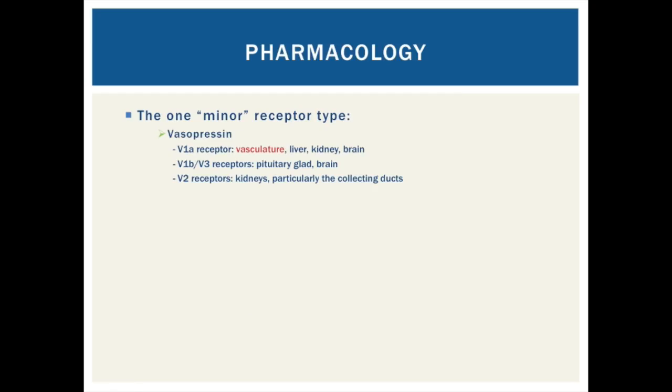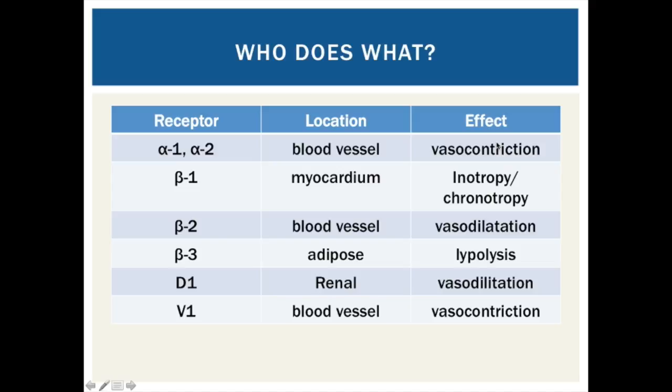Now we haven't really talked much, but we will talk a little bit about this. I'm going to say a minor receptor type. And this is for vasopressin. There are several different receptors here, but the one that's probably most pertinent when we talk about shock or treating hypotension is the V1A receptor, which is on the vasculature. We'll get into more of that in a little bit here.